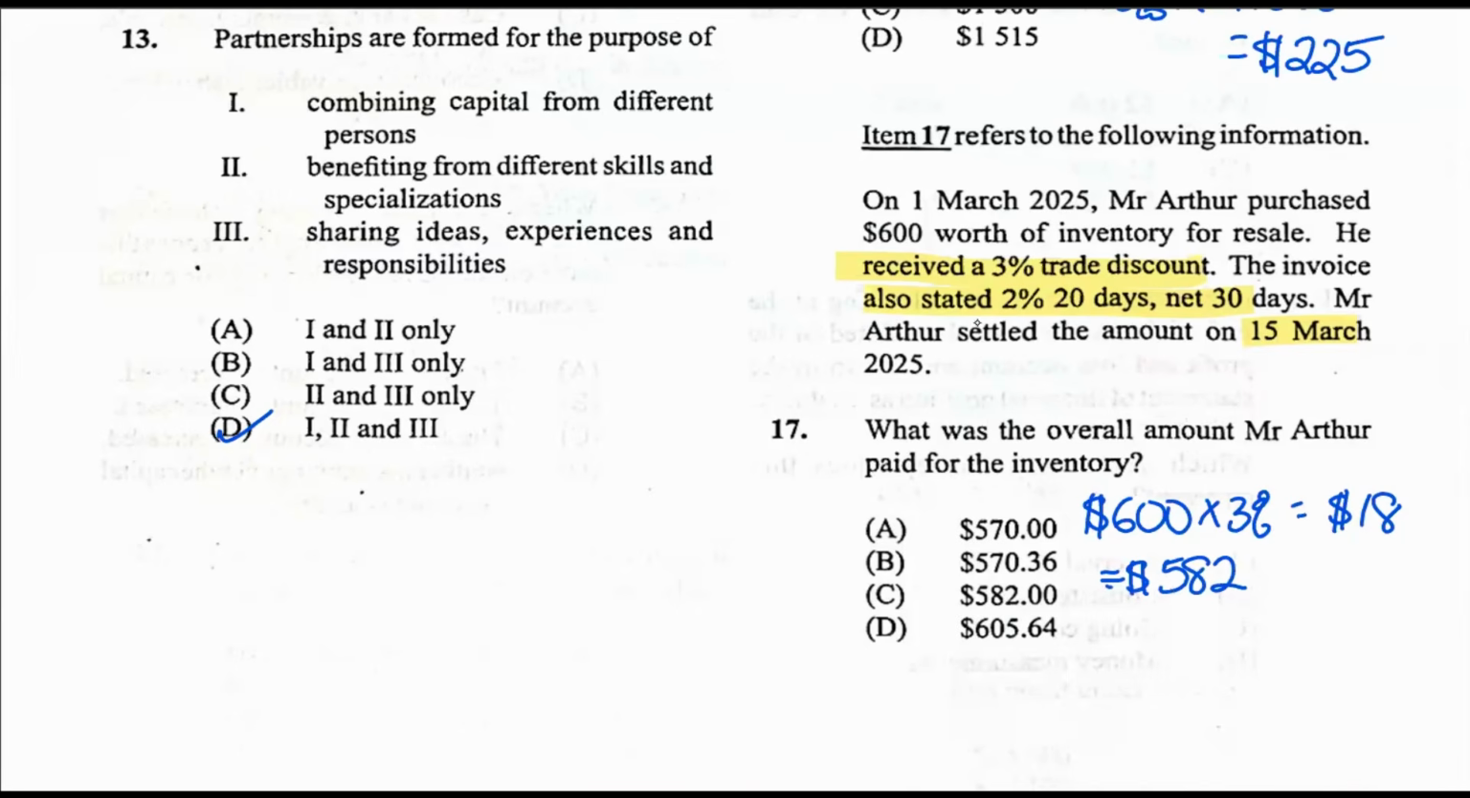And then he will be entitled to a 2% cash discount if he pays within 20 days. That's what this means, guys. If he pays within 20 days, he'll get a 2% cash discount. This net 30 days simply means he will have 30 days to pay off the invoice total. Let's see if he did in fact pay within 30 days. Mr. Arthur settled the amount on the 15th of March 2025. So yes guys, if he bought it on the 1st of March, invoice date was the 1st of March, he paid it on the 15th, that meant he fell well within the 20 days. So he did receive that additional 2% cash discount.